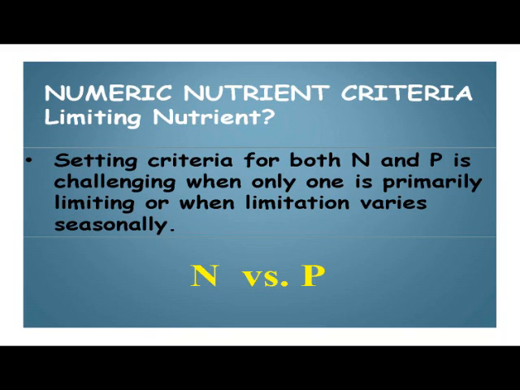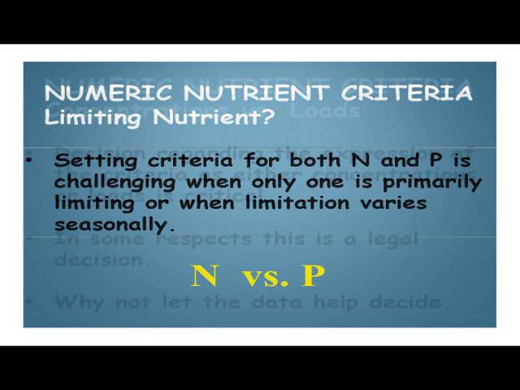Setting criteria for both nitrogen and phosphorus is challenging when one is primarily limiting, or when limitations vary seasonally. In our cases, we did develop criteria for both nitrogen and phosphorus, but for the most part, some of the best regressions were done with our nitrogen concentrations as well as nitrogen loads in our systems.